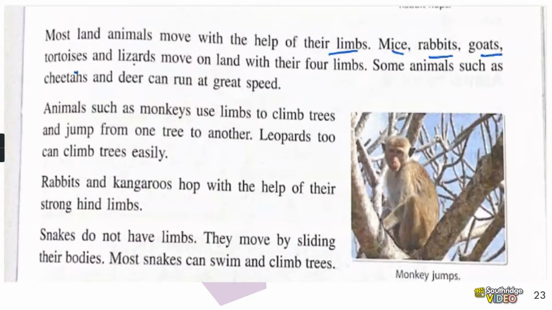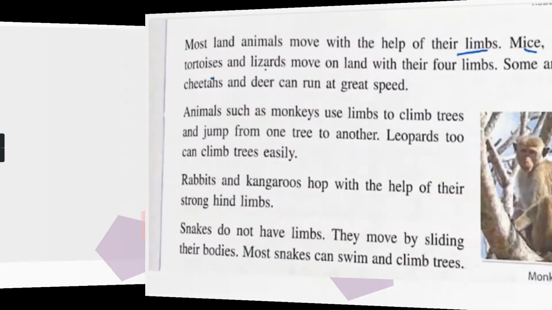Rabbits and kangaroos hop with the help of their strong hind legs. Snakes do not have limbs. They move by slanting their bodies. Most snakes can swim and climb trees. Sea snakes are also snakes which can swim and climb trees, whereas normal land snakes can also climb trees easily as they're very light.